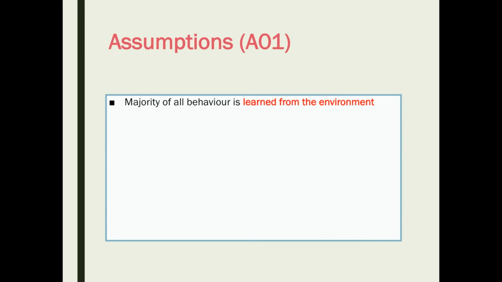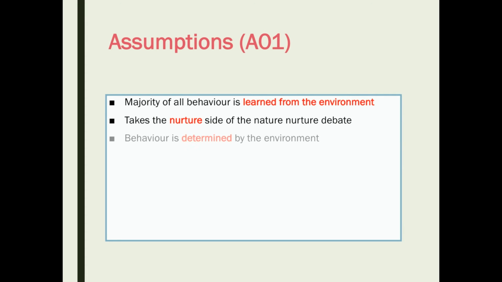So what are the assumptions? The assumptions of the behaviourist approach are as follows: that the majority of all behaviour is learned from the environment. If you have heard the nature-nurture debate, nature is your genes and your sort of internal, your epigenetics and things like that. Nurture is your environment. So it says that actually we're shaped more by the environment than we are by our genes. In fact, at the time, it disregarded the role of genetics in behaviour almost entirely.